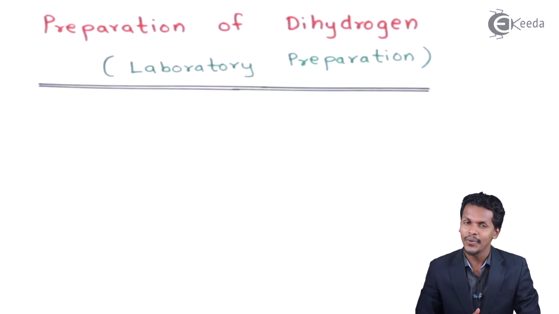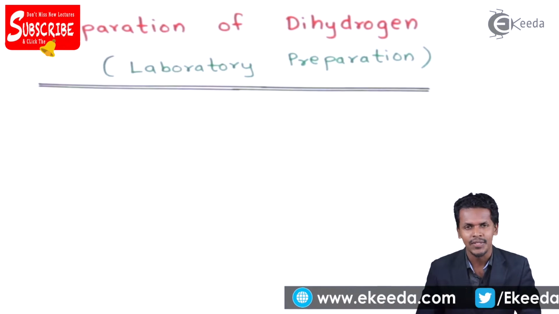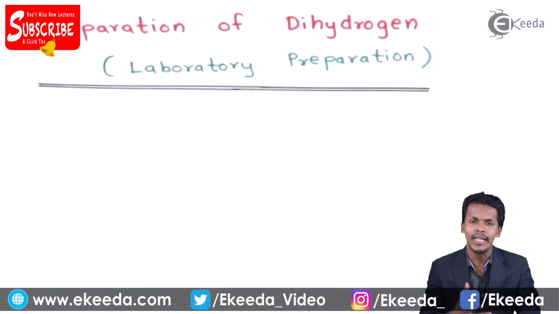In this topic we are going to discuss how hydrogen gas is synthesized in the laboratory. There are different reactions from which we can evolve hydrogen gas. What are those reactions? Let me discuss that. A few reactions are as follows.